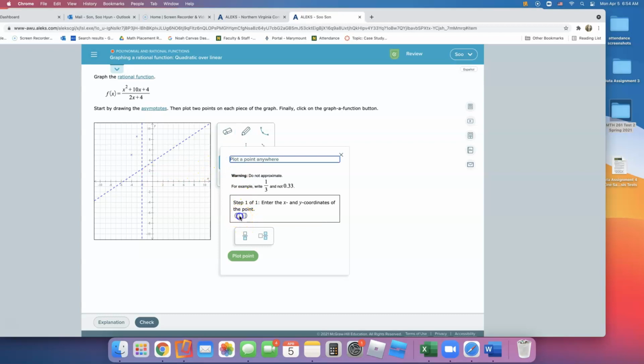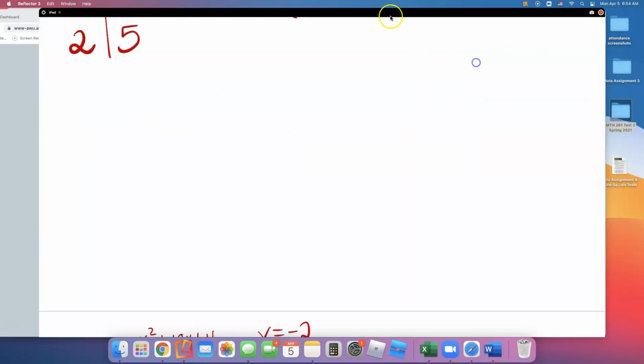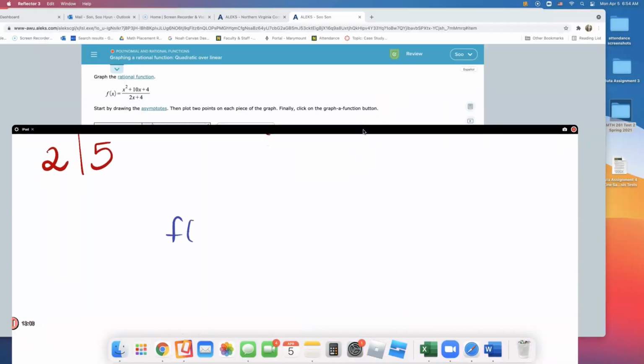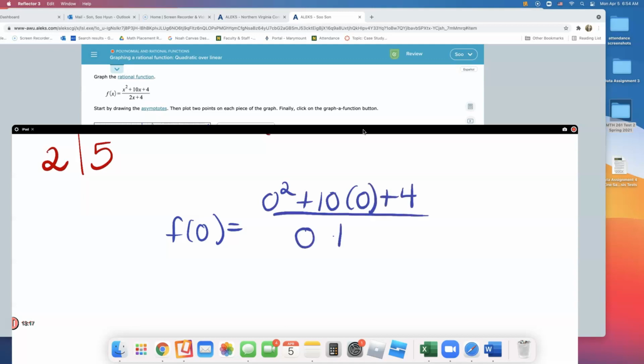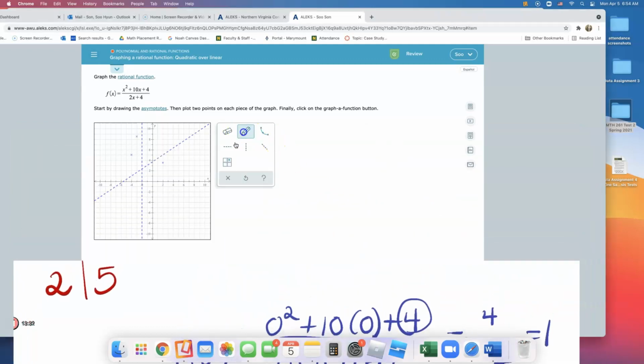So I'm gonna keep the 2 and 7 over 2. This is some real-time struggle. Okay, and now I'm gonna plug in 0 this time. What is f of 0? That is 0 squared plus 10 times 0 plus 4 over 2 times 0 plus 4, right? So wouldn't that be just 4 divided by 4, which is 1? I will plot a point at 0, 1. Didn't I? I can't even remember if I plotted a point at 0, 1.